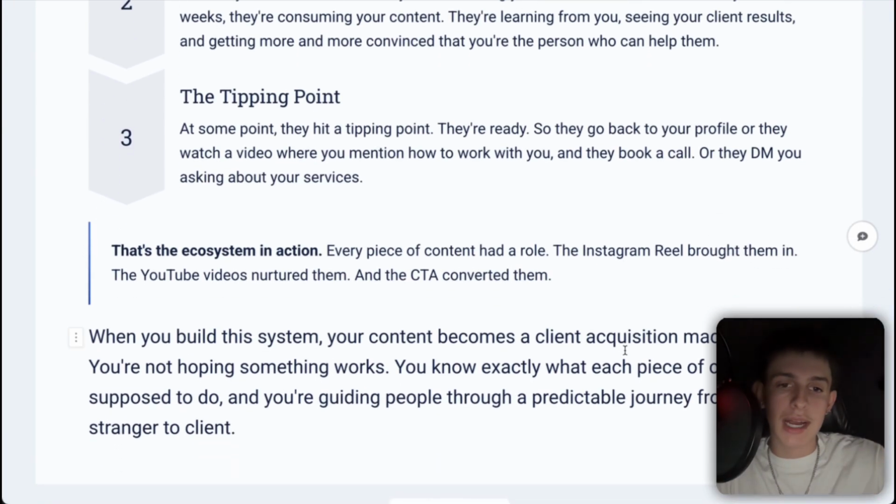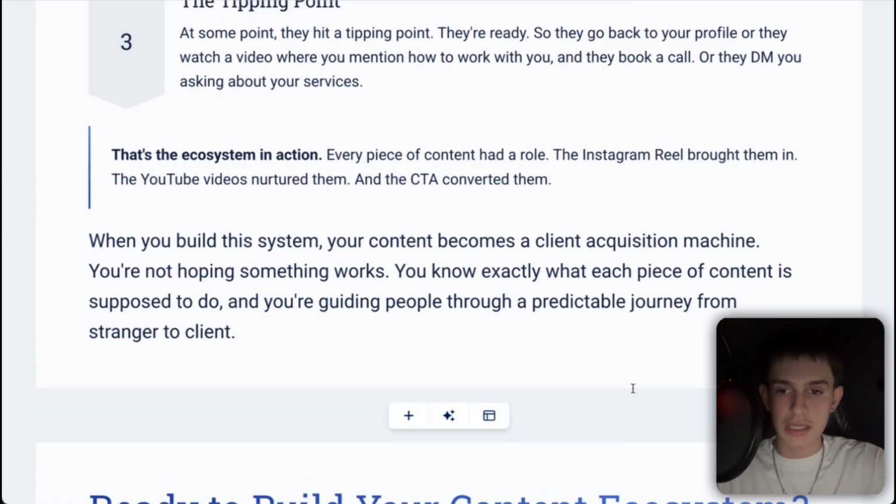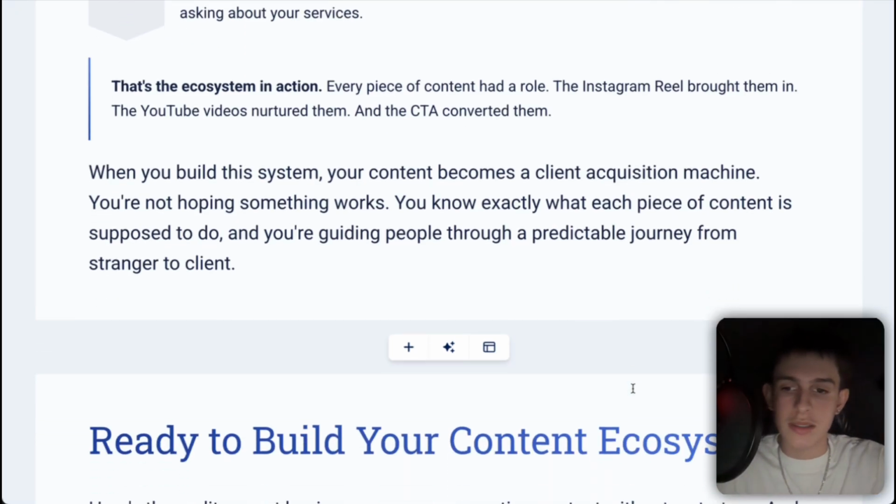Every piece of content has a role. Instagram brought them in, YouTube nurtures them, and the CTAs convert them. When you build this system, your content becomes a client acquisition machine. You're not hoping something works. You know exactly what each piece of content is doing and what it's supposed to do. And you're simply guiding people through a predictable journey from stranger to client, or from viewer to client.